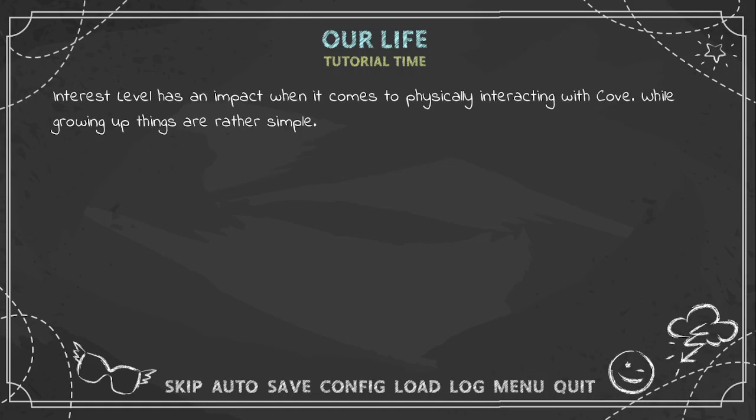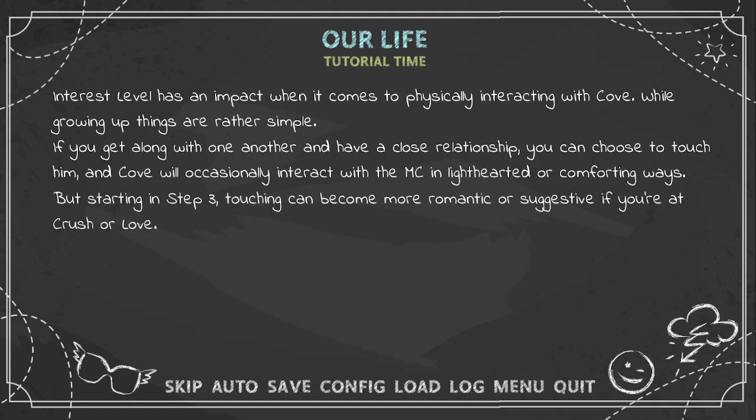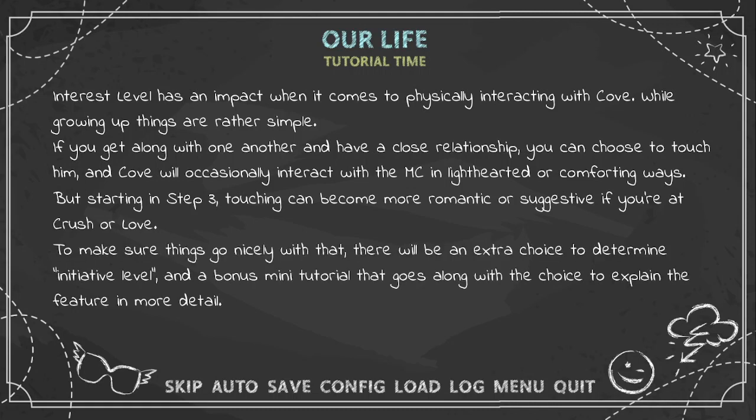Interest level has an impact when it comes to physically interacting with Cove. While growing up, things are rather simple. If you get along with one another and have a close relationship, you can choose to touch. Ew, don't touch me. And Cove will occasionally interact with the MC in lighthearted or comforting ways. But starting in step 3, she can become more romantic and suggestive if you're at crush or love.